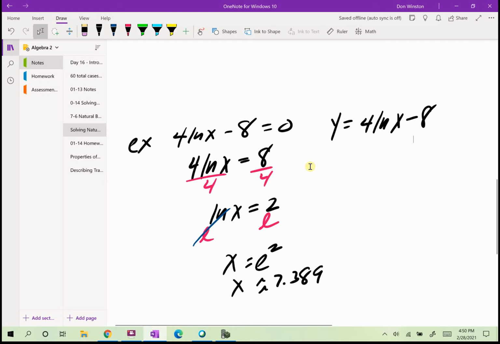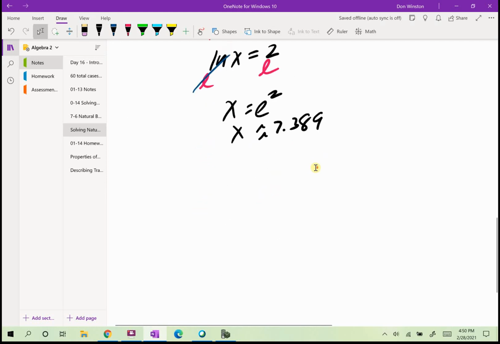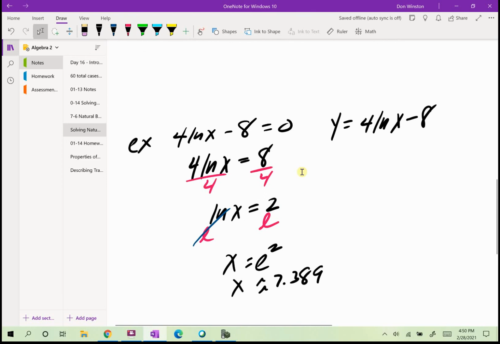Okay, so solving natural log equations is just like solving the other log equations. You apply the properties of logarithms. And always check your work, though. Using Desmos is a great tool to have.